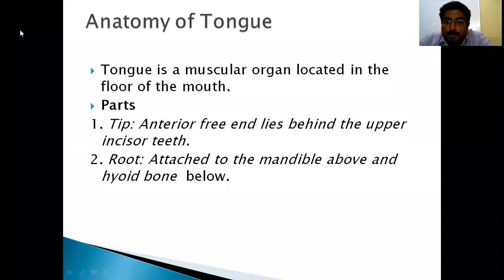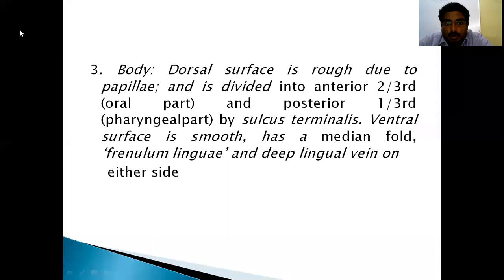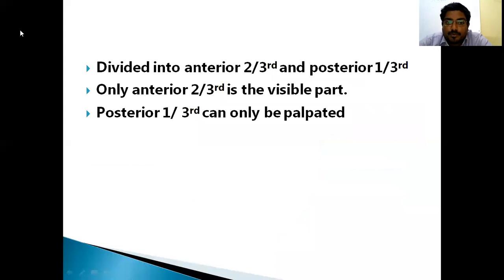See, three parts. Tip: anterior, free, and lies behind the upper incisor teeth. This is the tip of the tongue. Then the root: it is attached to the mandible above and the hyoid bone below. And the body, divided into anterior two-thirds and posterior one-third. Only the anterior two-thirds is the visible part, what we are seeing, and the posterior one-third can be palpated.